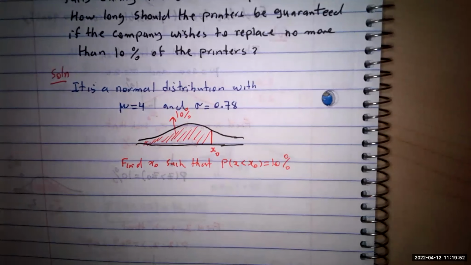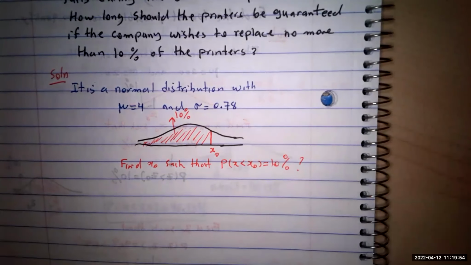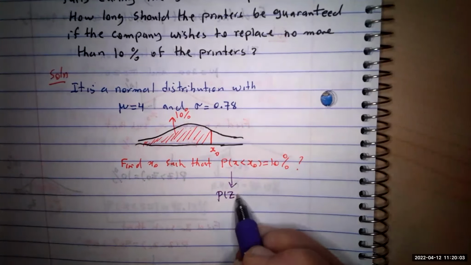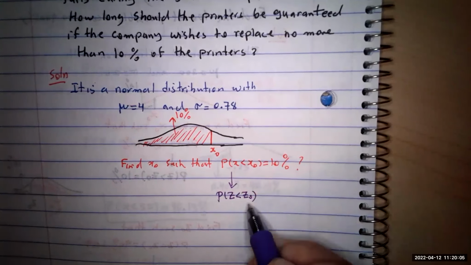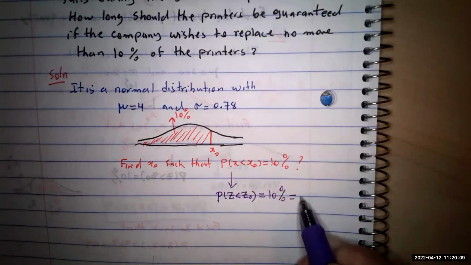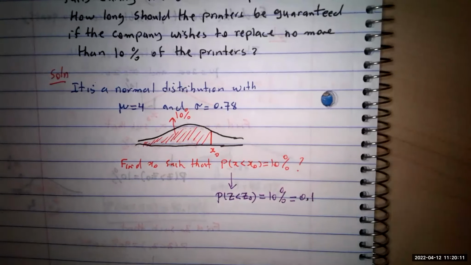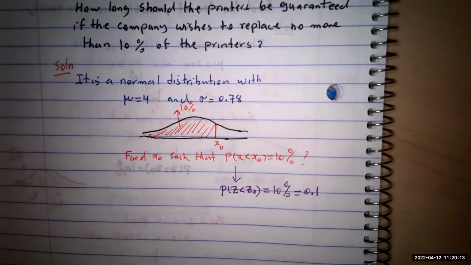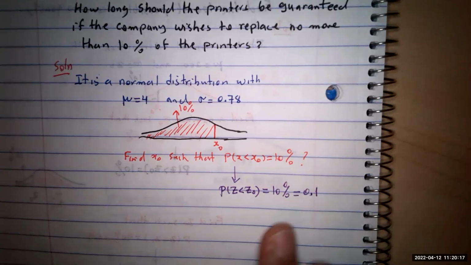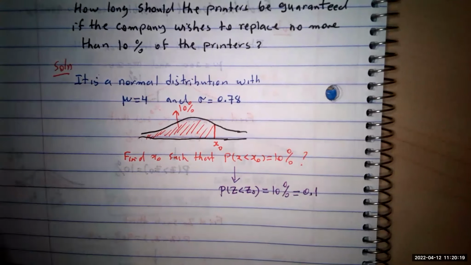See, that would be your problem, to find that x. So the area in question is 10% now. If you change it to the z, you want to find the z number so that the area to the left of the z is 10%. You know that the 10% is 0.1. So go back to the table and find the z number that gives you the area of 10%, or 0.1.